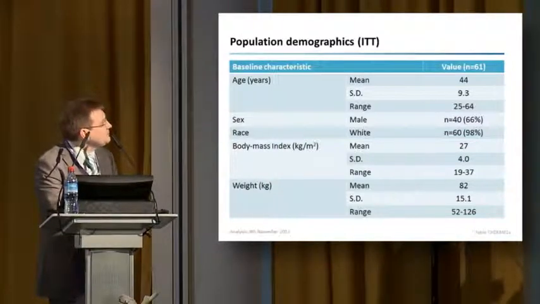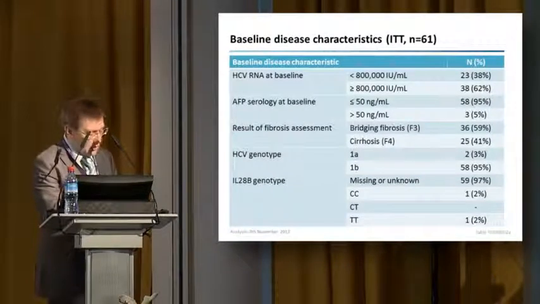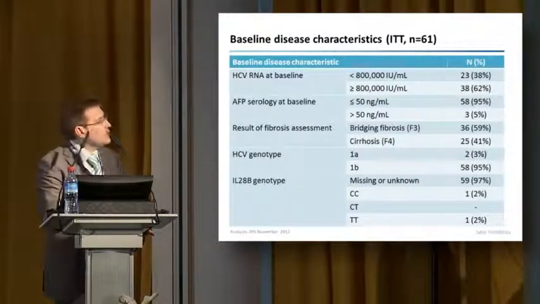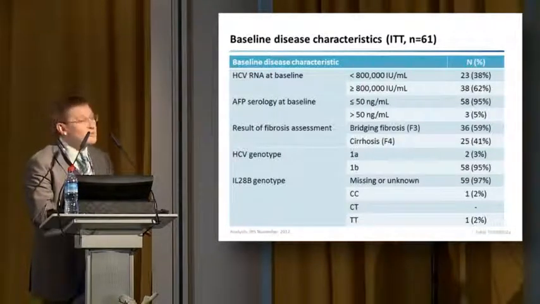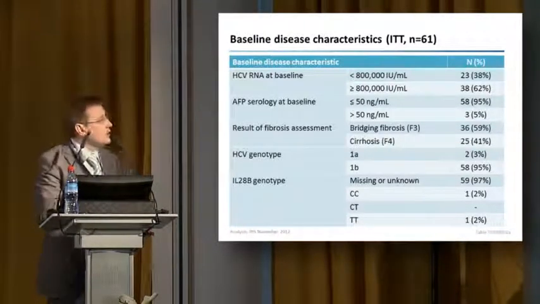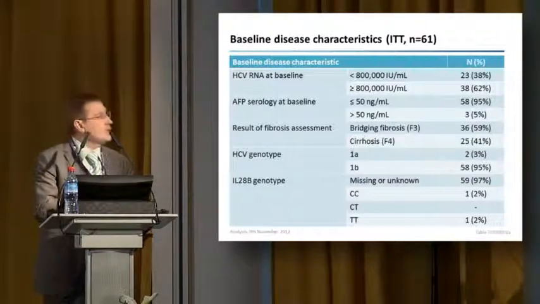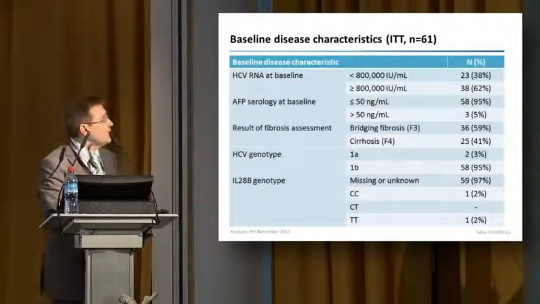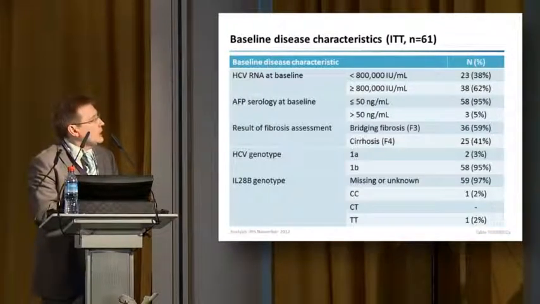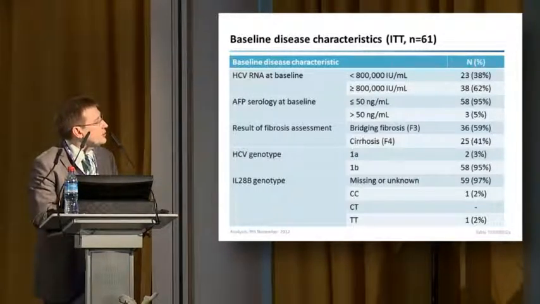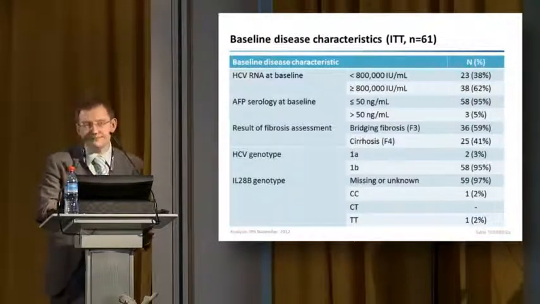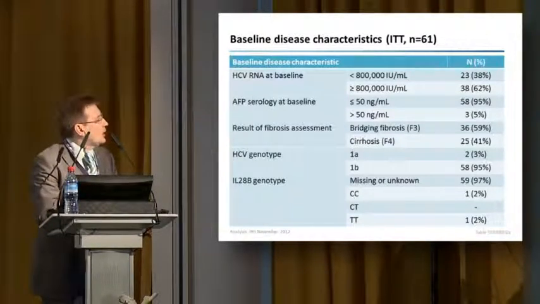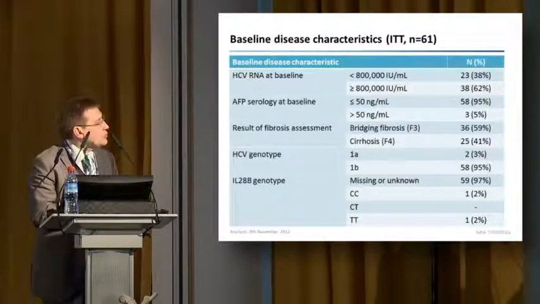Next slide, please. And this is very interesting, because the majority of patients were null responders, they have very high viral load. 62% have viral load more than 800,000 international units per mil. Some patients were really cirrhotic, with alpha-fetoprotein more than 50 nanograms per mil. Fibrosis assessment: bridging fibrosis 59%, F4 41%.